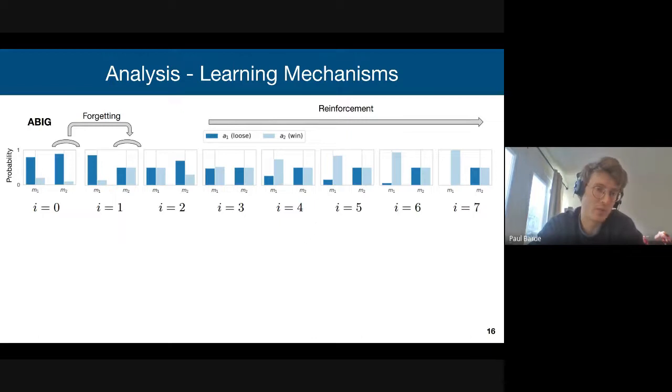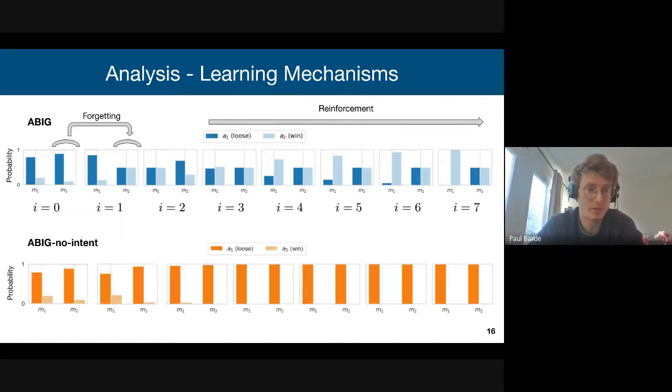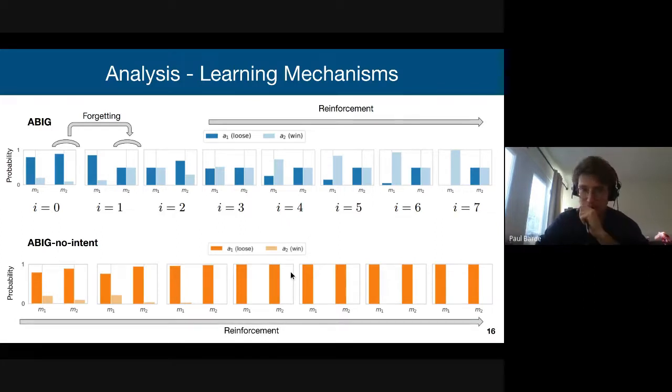And so this happens when we have the shared intent. But if we don't have shared intent, what happens is that we only have the reinforcement mechanism that is just going to reinforce the initial conditions, because in that case, you don't have good or bad actions because you don't have a guidance.